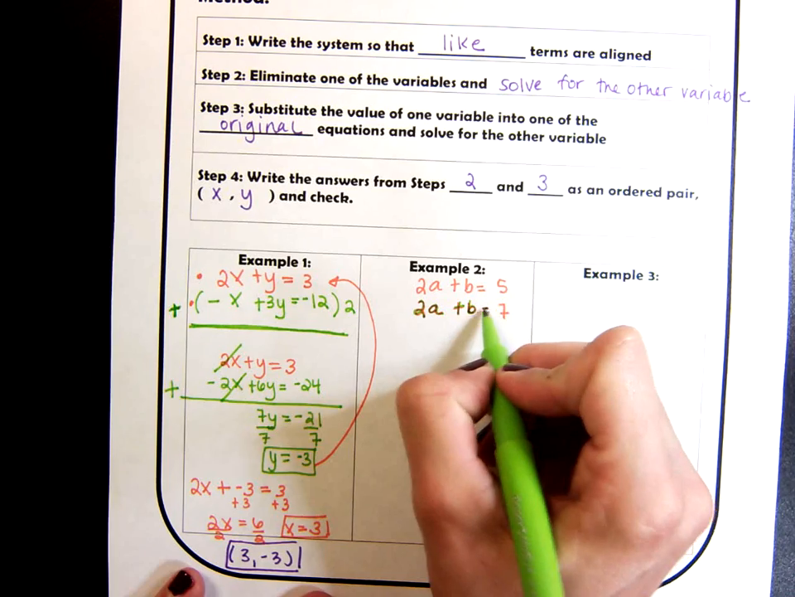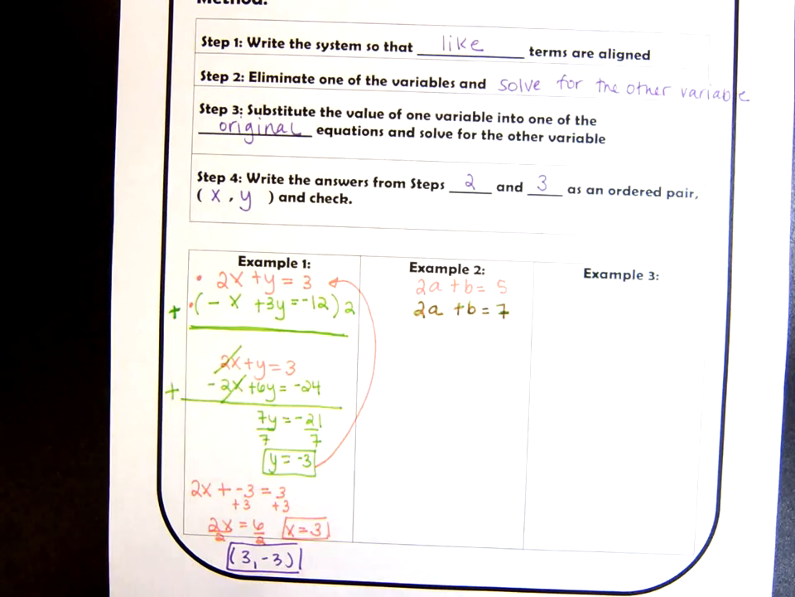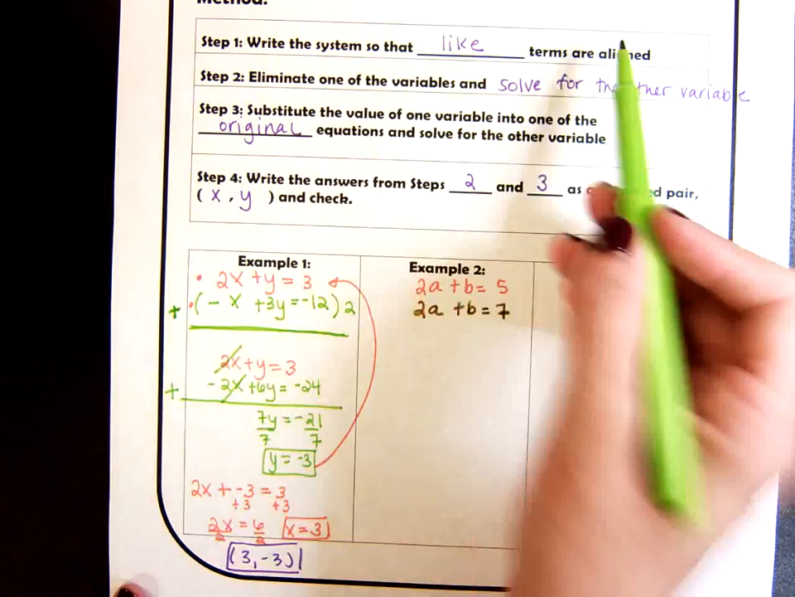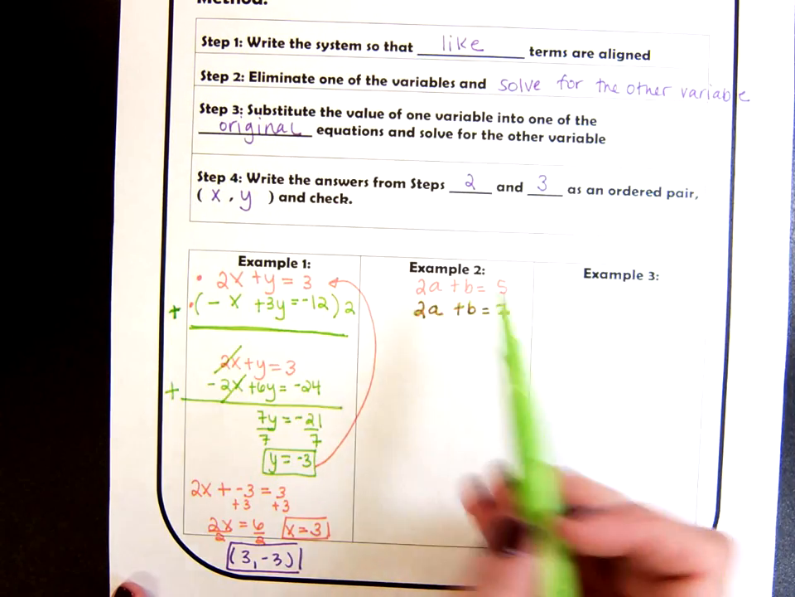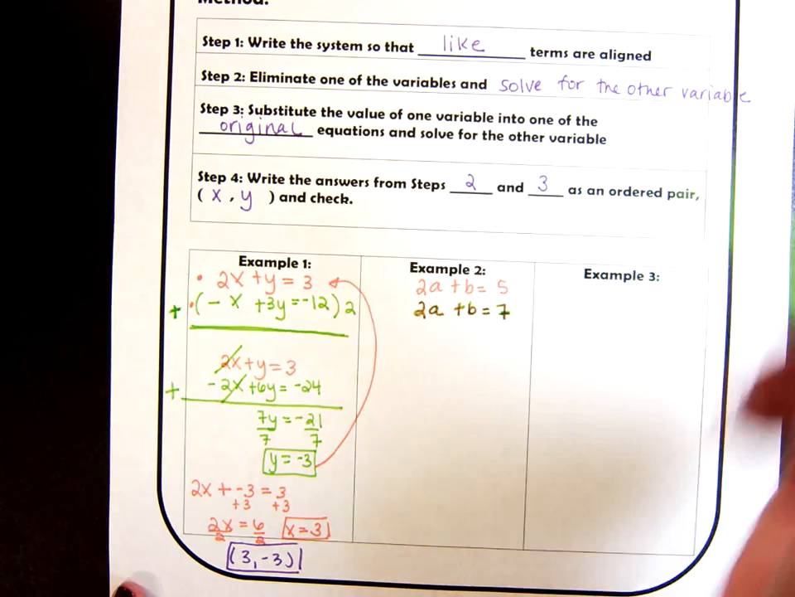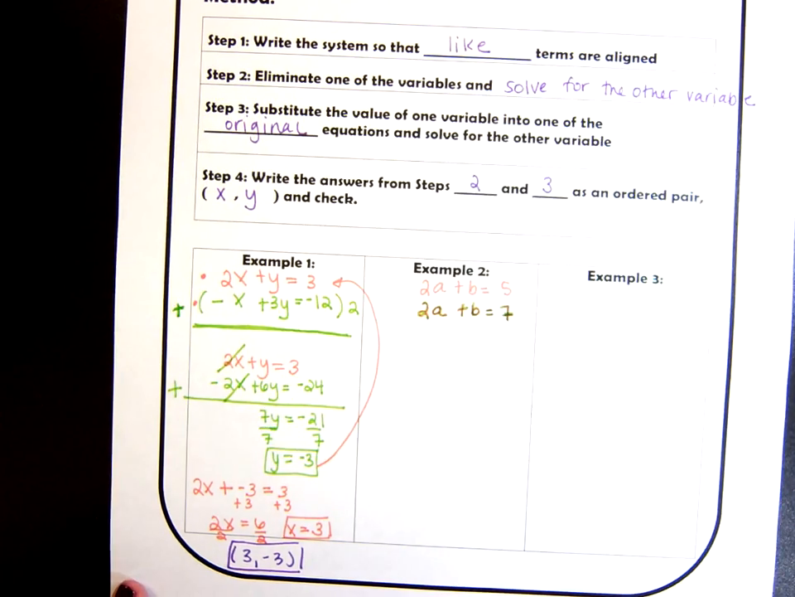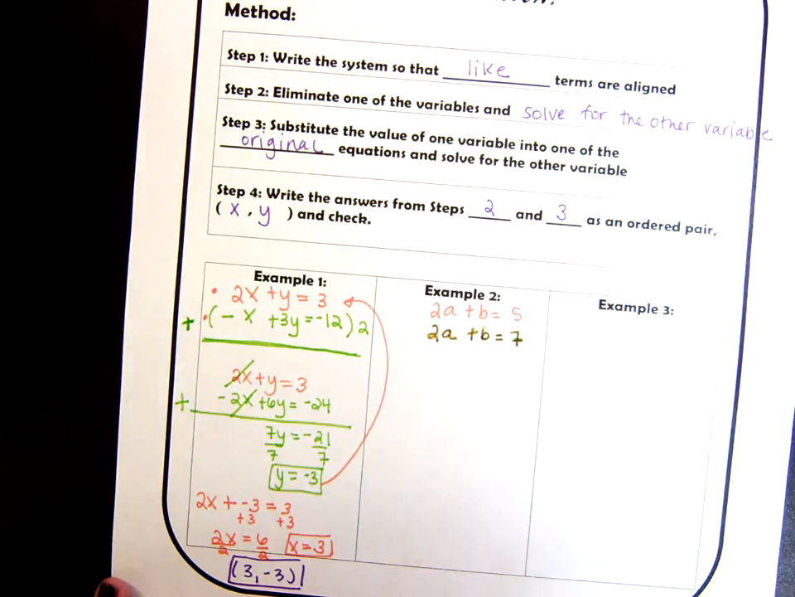I like having two different colors so we can clearly see what our equations are. Okay, so step 1: write the system so that like terms are aligned. Well, my a's, my b's, all, okay, check. They're all lined up. Step 2, eliminate one of the variables and solve for the other.